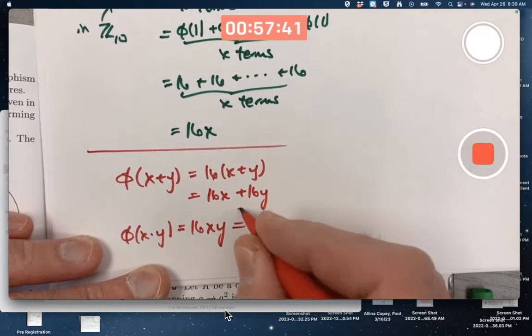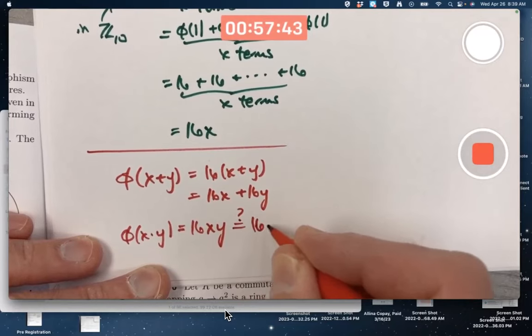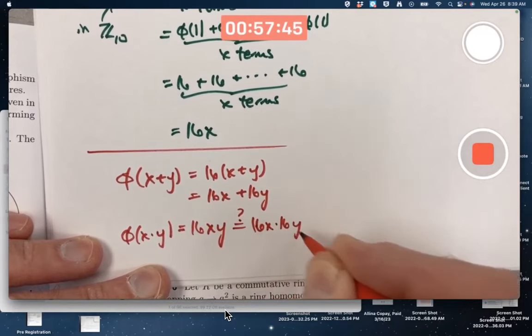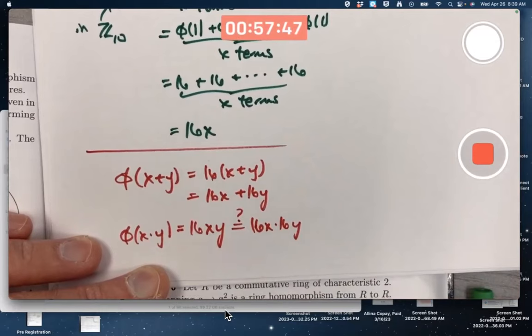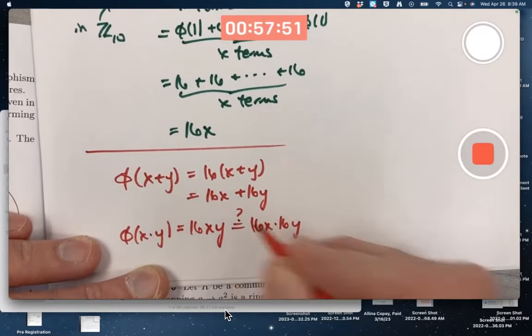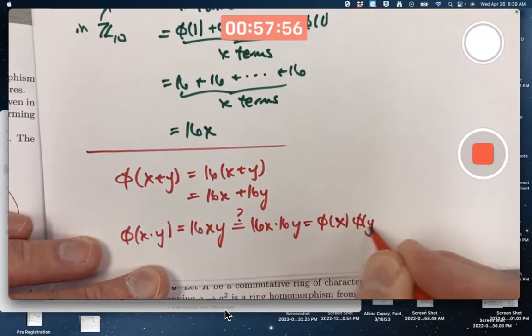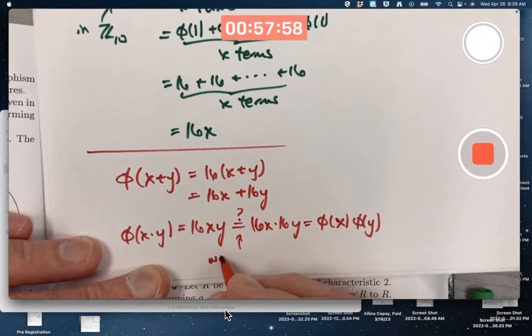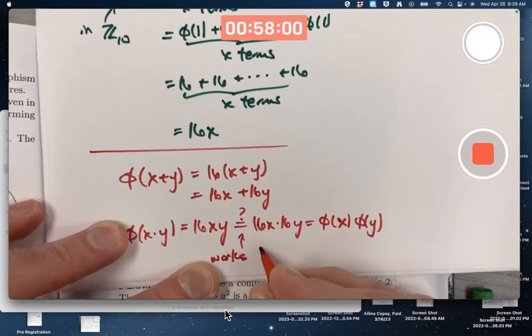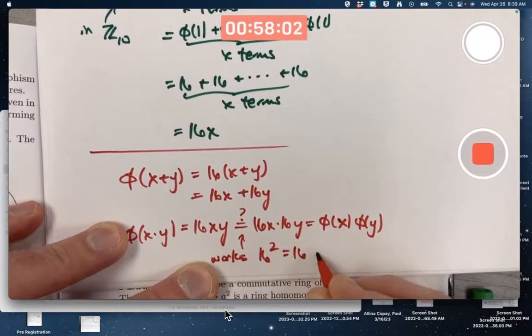The question is, does this equal 16x times 16y? Oh, yes, it does, because 16 is idempotent. That's why. Put a question mark there. This works because 16 squared equals 16 mod 20.